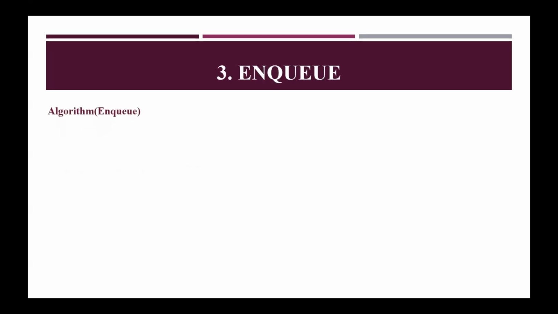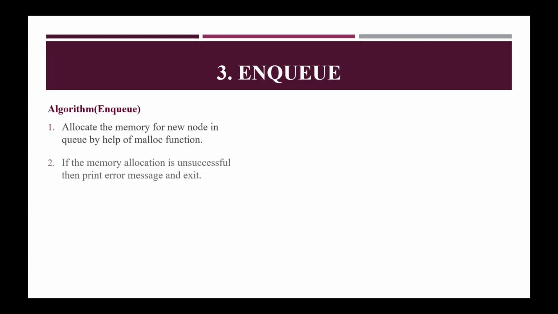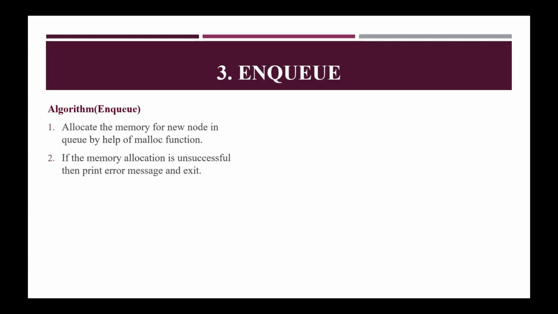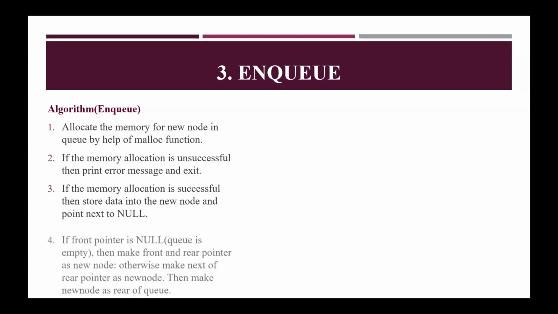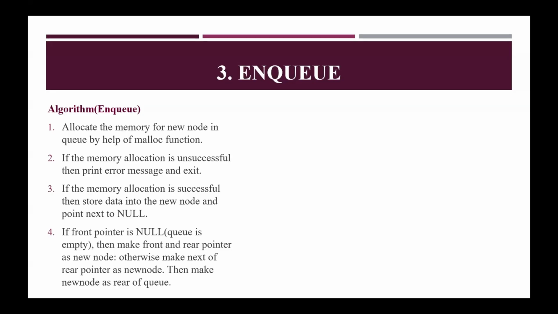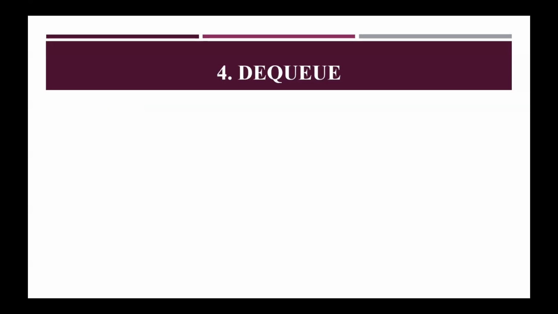Then the NQ operation. The NQ algorithm is: allocate the memory for the new data with the help of the malloc function. If the memory allocation is unsuccessful, then print the error message and exit. If the memory allocation is successful, then store the data in the new node and set its next to null. Then we check whether the queue is empty. If the queue is empty, then we make the new node both the front as well as the rear. Otherwise, it means data is already present, so make the rear's next point to the new node.